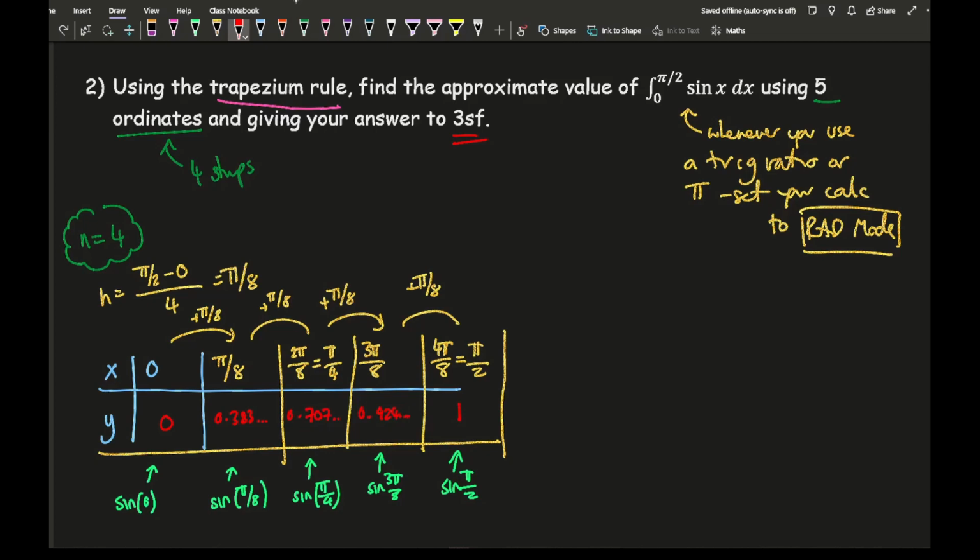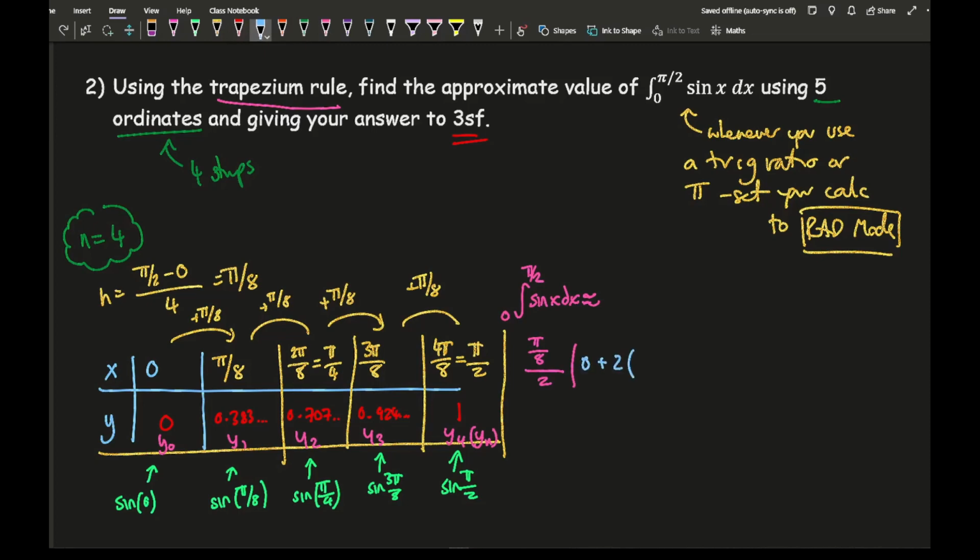So once I've got those in, I can then label these values. This is my y0, this is my y1, y2, y3, y4, or yn, which is my n value. So substituting those numbers into the formula, again just good practice to write it all up. So I've got the integral of sine x dx equals, because it's actually going to be an approximation, let's use our squiggly equal sign. So here I've got h, which is pi over 8 over 2, and then I've got to substitute my numbers, so I've got 0 plus 2 lots.